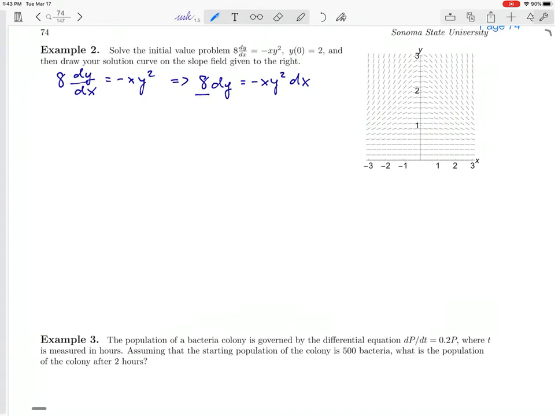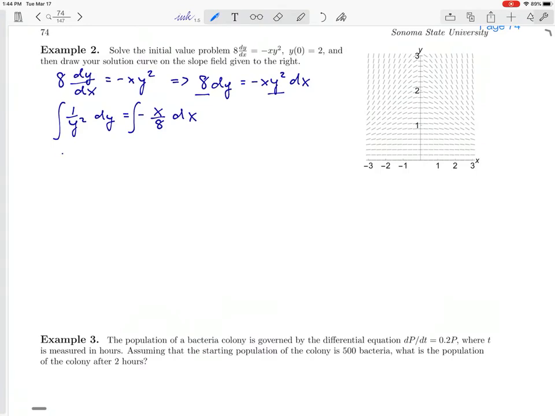Now I'm going to do two things. I'm going to divide both sides by 8 and by y², and when I do that, I have 1/y² dy = -x/8 dx. And now we integrate both sides.